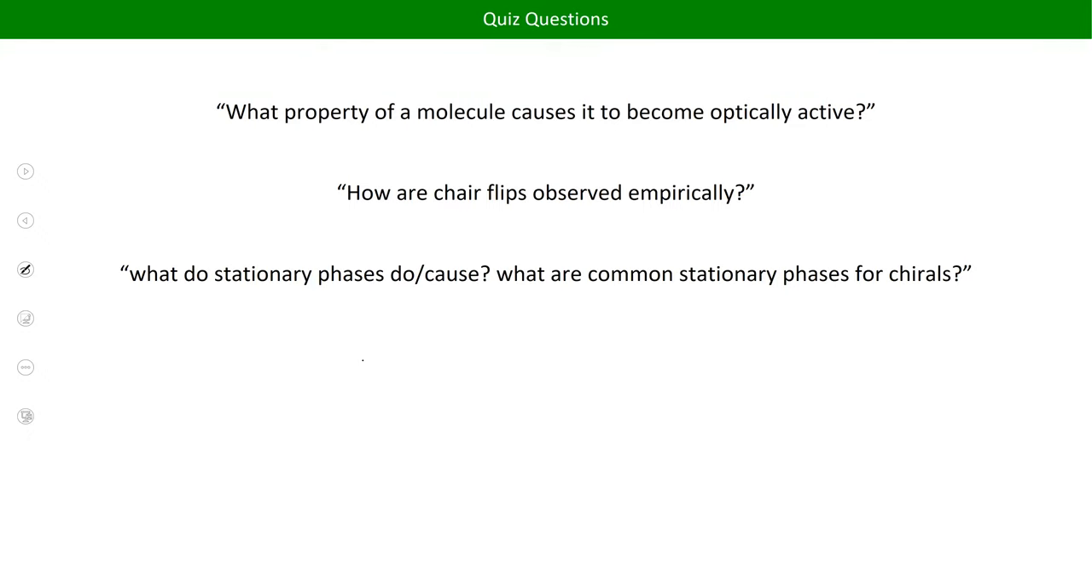How are chair flips observed empirically? Good, very relevant question. Typically, a lot of times, it's with X-ray crystallography. If you get these materials to form a solid crystal, you're able to pass X-rays through them, bounce the X-rays off, and plot out where all the atoms are relative to each other. At different temperatures, you get a different proportion in the favored state versus the not favored state, based on how big the substituents are and what the difference in energy is between them.